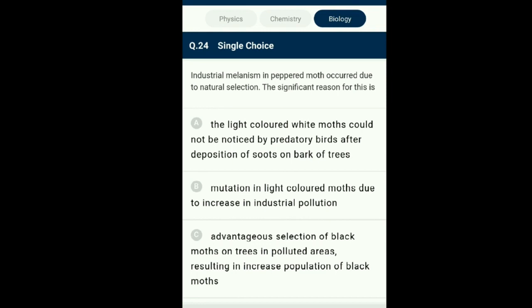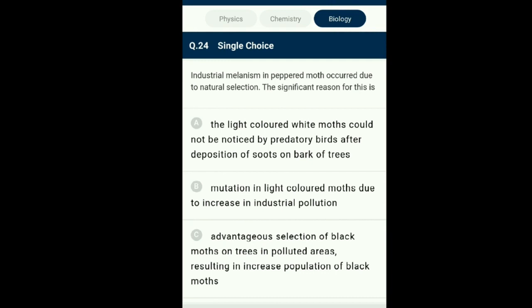In natural selection, the variation suitable for the particular environment is selected. The response of the peppered moth, that is Biston betularia, to the industrial change is a classic example of natural selection. This moth is found in all parts of England. Industrial melanism is an adaptation where the moths living in industrial areas developed melanin pigment to hide themselves from their predators, and this adaptation is called industrial melanism.